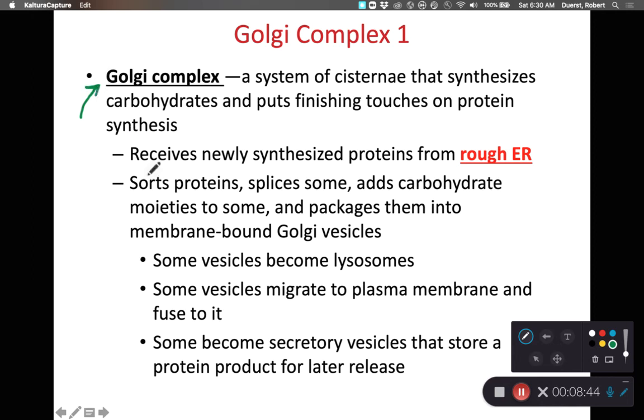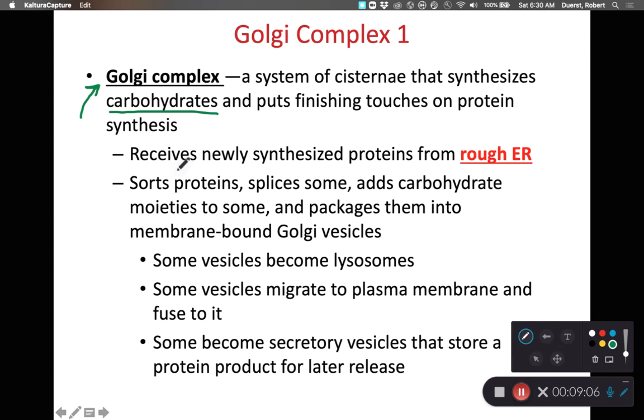The Golgi complex is a system of membranes that's distinctly separate from the rough ER and the smooth ER. It's also for synthesizing carbohydrates, and it will put some finishing touches on the proteins that are being synthesized within the rough ER.